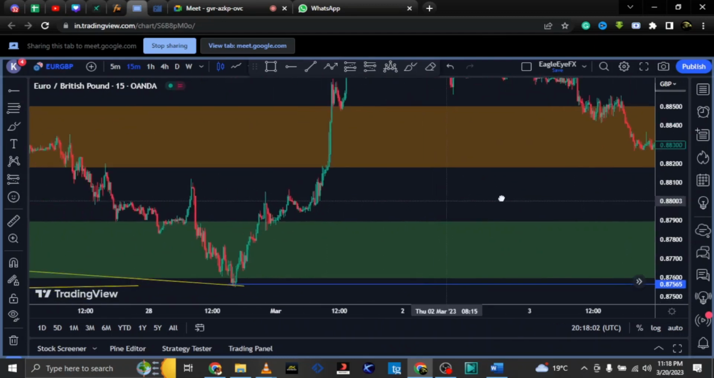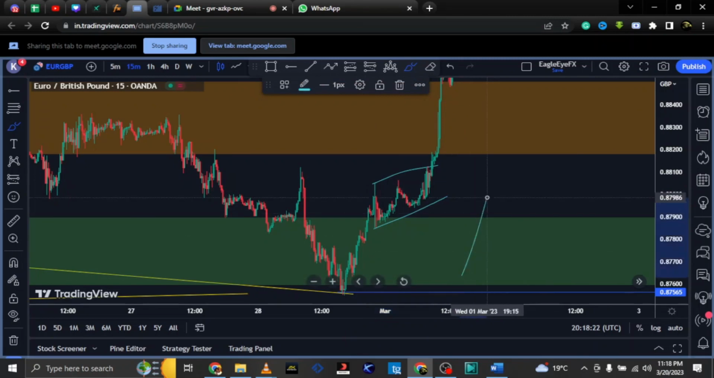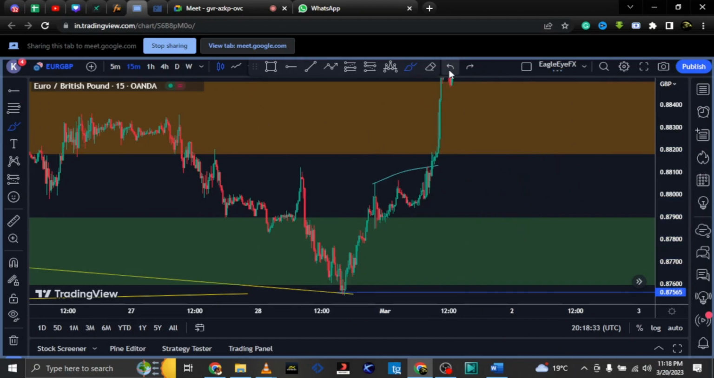Now remember, the flag can be facing up, it can be facing down. It doesn't matter, as long as it comes after our first impulse move. This could be a flag over here. You can see a small flag here, or this one. You can see this structure over there. After the impulse move, the flag could be facing this way, or facing this way. It doesn't matter, as long as we are looking at it in the green area. It could be facing anywhere.